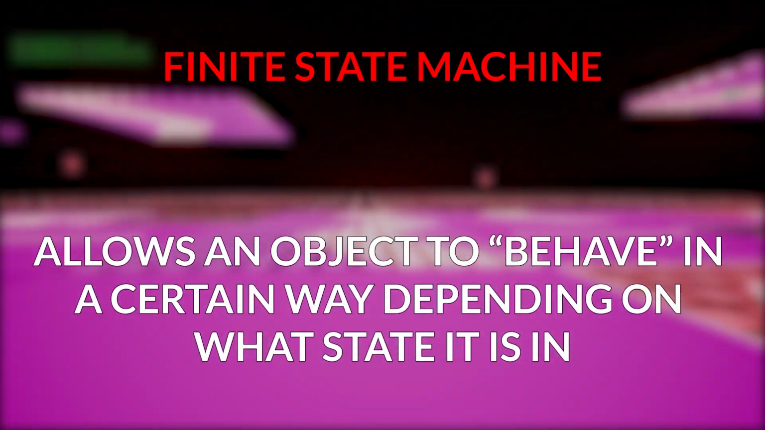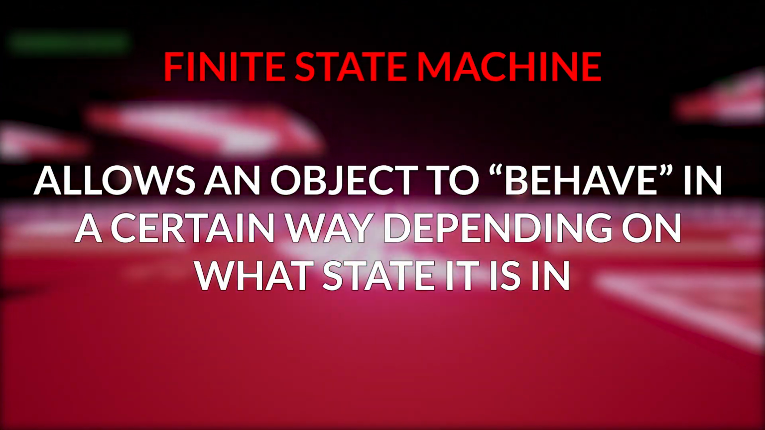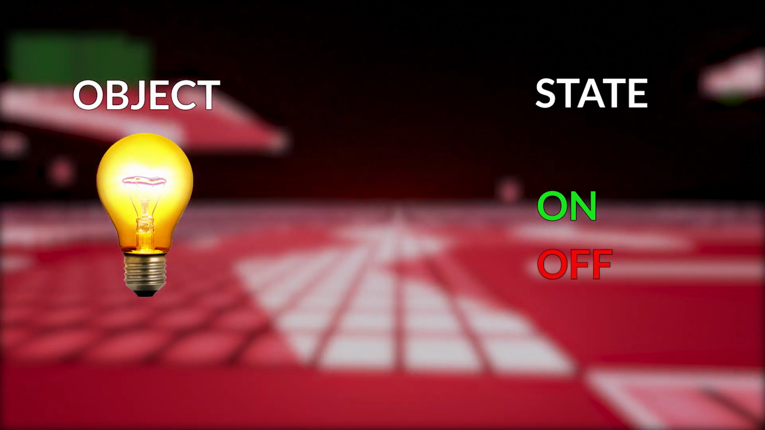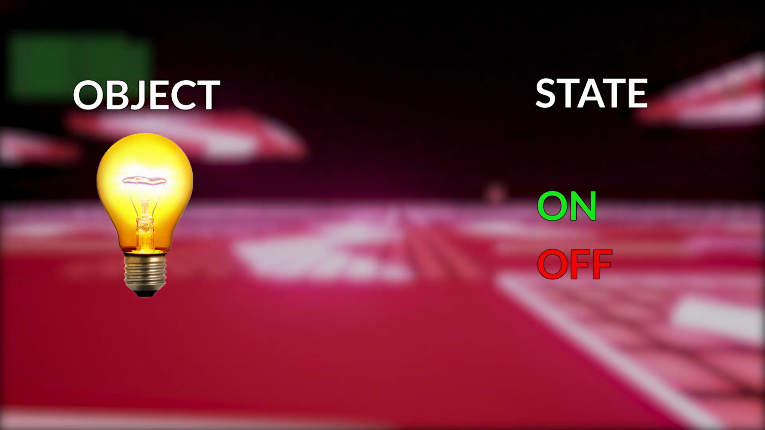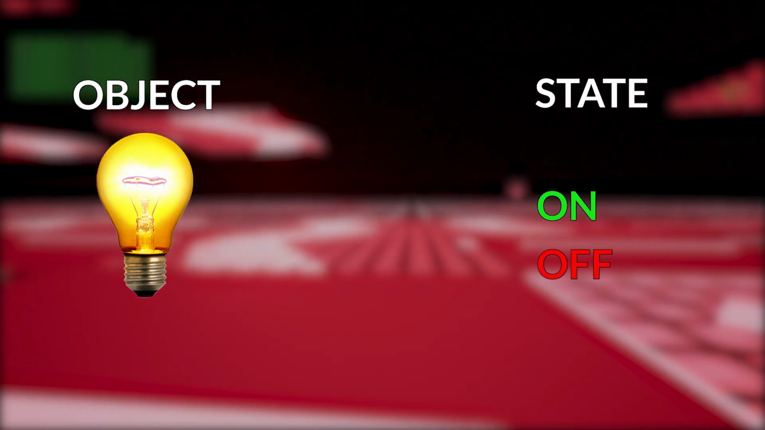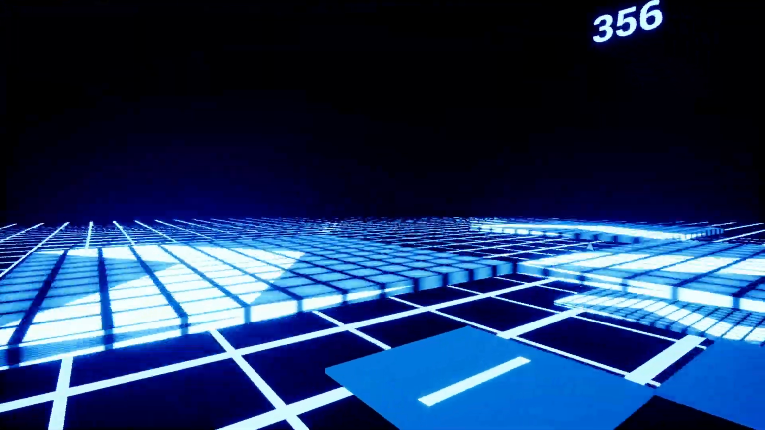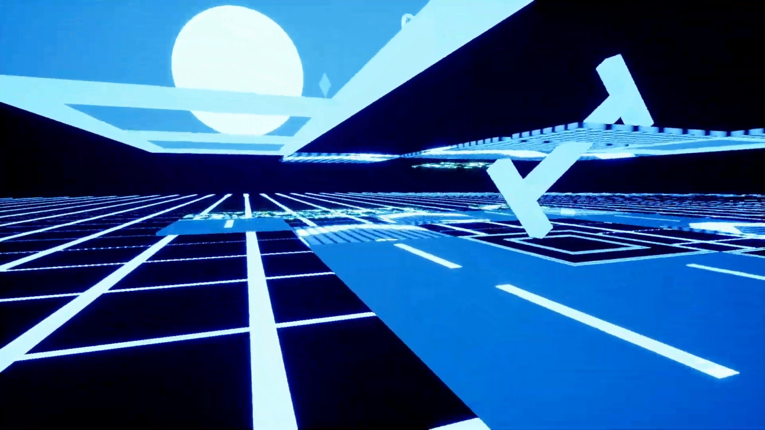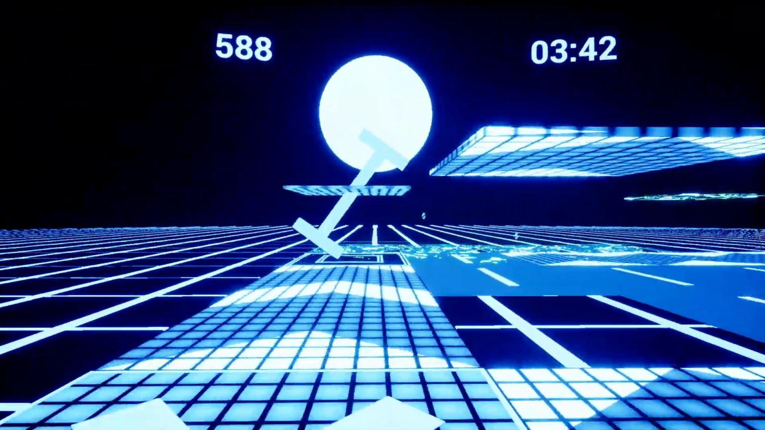Well, it's some bit of code that allows an object to behave in a certain way depending on what state it is in. For example, a light bulb can either be on or off, and a button can switch the light bulb state from on to off, or vice versa. This allows you to define behavior in code that will only execute when an object is in a certain state, as well as when the object is leaving or entering that certain state.